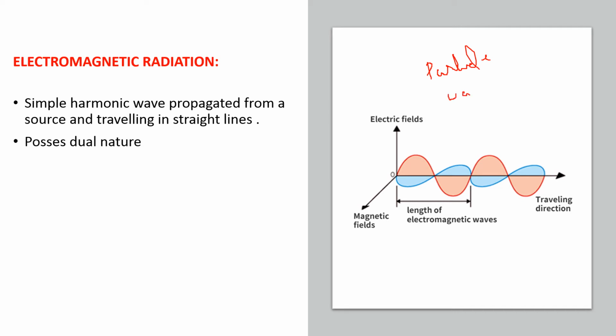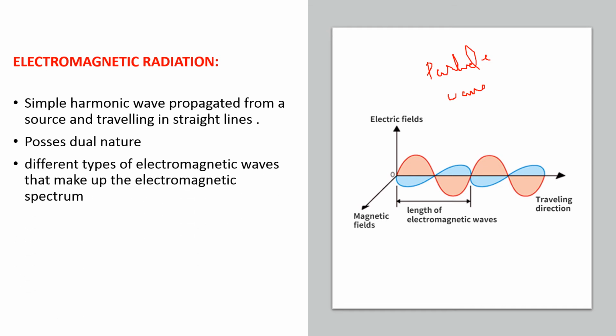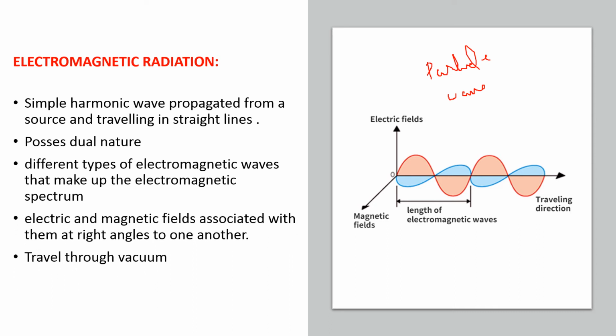So all electromagnetic radiations have this dual nature, both particle nature and wave nature. Different types of electromagnetic waves make up the electromagnetic spectrum. If you gather all different types of electromagnetic waves, it gives rise to the electromagnetic spectrum. This electromagnetic radiation consists of an electric component and also a magnetic component.